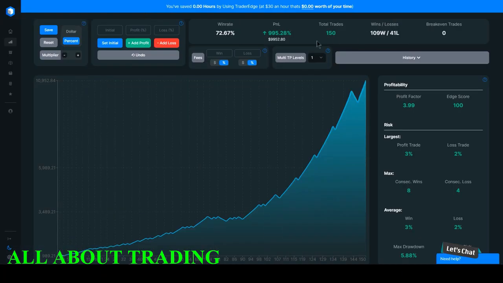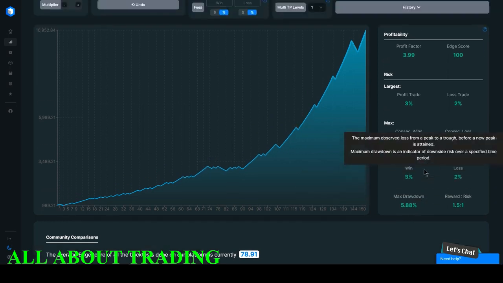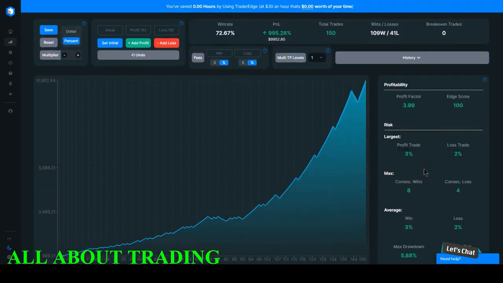After 150 trades, we see that the win rate of this strategy was 72%. The gain on the account was 995% over a backtesting period of 6 months. It had an amazing profit factor of 3.99, 8 consecutive wins against 4 consecutive losses, and a maximum drawdown of 4.88%. And yes, this strategy works on any security that you like to trade.